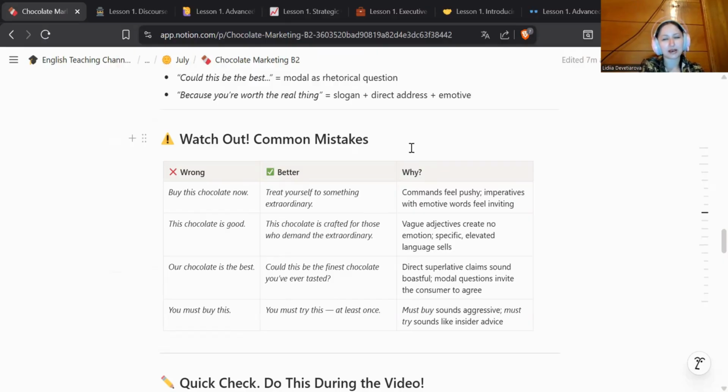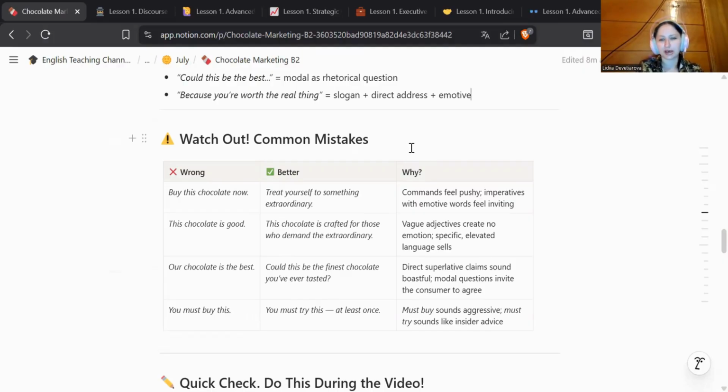But if we add some exaggeration, and if we say that it's crafted for those who demand the extraordinary, then it is elevated and it is specific. It is addressing those who demand extraordinary, which is basically you, right?